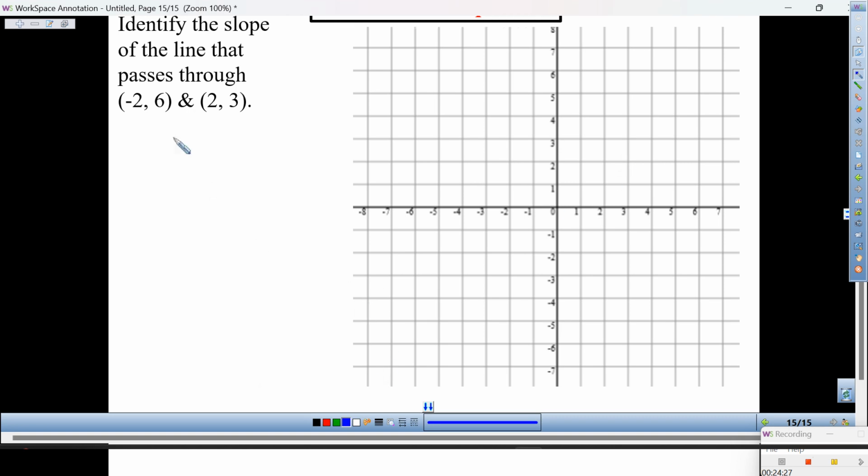All right, let me plot this. (-2, 6). -2 of x. 6 of y is up here, so it matches up about right there. It's frozen. Let it go.